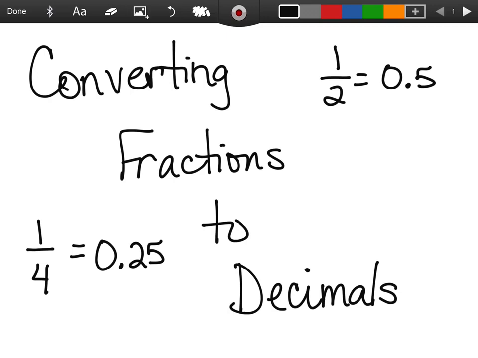Hey guys, okay, we are going to talk about converting fractions to decimals today. This should be a review for you, so just pay attention to the review and we will be golden.